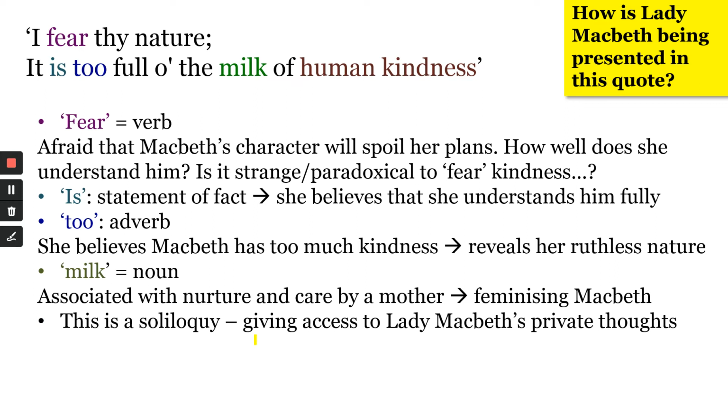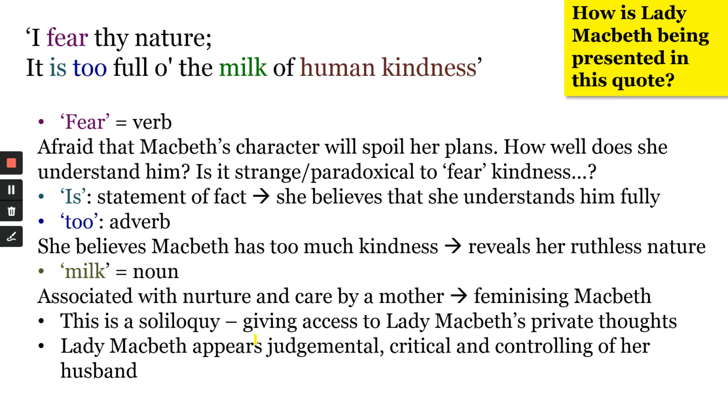Finally, we need to be thinking about the fact that this is a soliloquy. It's giving access to Lady Macbeth's private thoughts, and as a result, she's revealing her true nature when she speaks like this on stage. She appears judgmental, very critical of her husband, and very controlling of him. And these are impressions which are repeated over and over again across separate quotes. So Shakespeare seems to be really intending for us to have this impression of her at this stage.